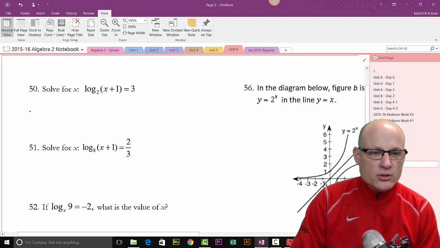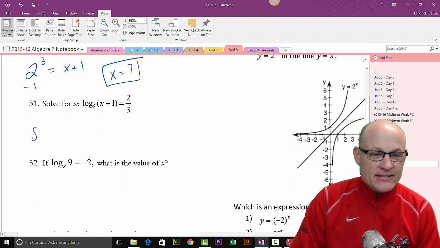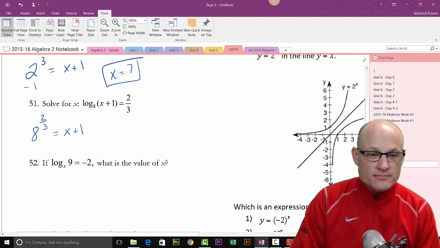So, change the base. 2 cubed equals x plus 1. This is 8. So, subtract 1, I get x equals 7. 8 to the 2/3 equals x plus 1. Well, if you put 8 to the 2/3 in your calculator, what you'll find out is that's 4 is equal to x plus 1, so x is equal to 3.